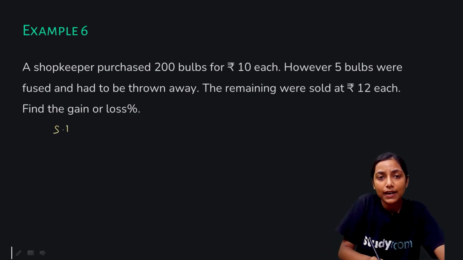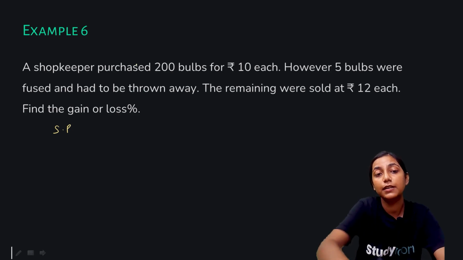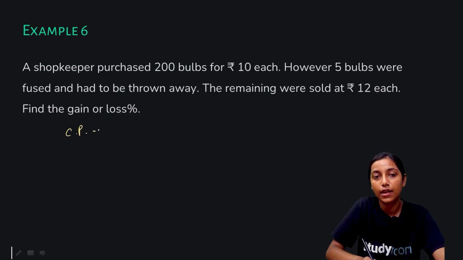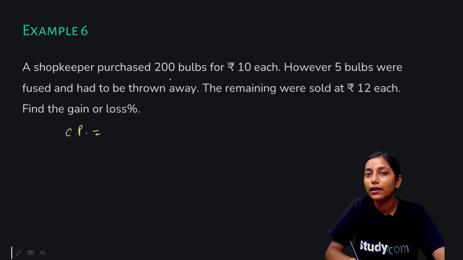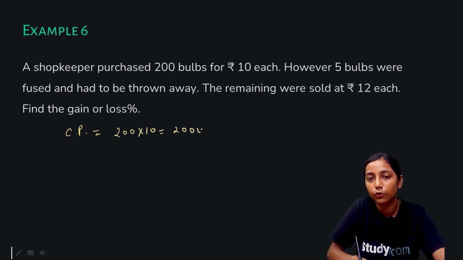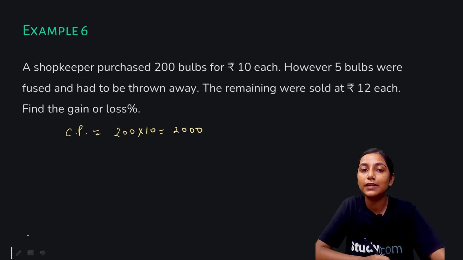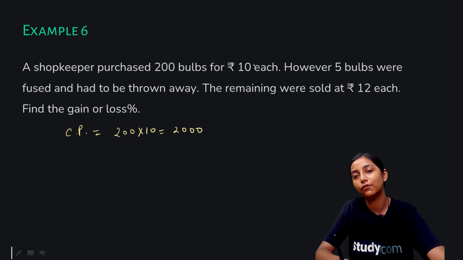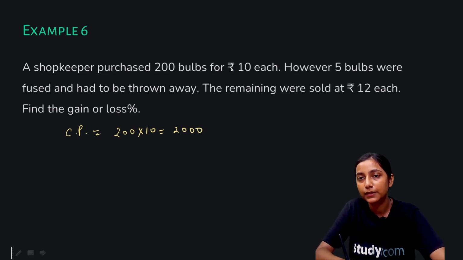First of all, the shopkeeper is purchasing something, so I'll write first of all the cost price. Now what is the cost price? 200 bulbs for 10 rupees each. So total cost price will be 200 into 10, that is 2000 rupees. So 2000 rupees was the total cost price for these 200 bulbs, because one bulb was 10 rupees. Therefore 200 bulbs will be for 2000 rupees.